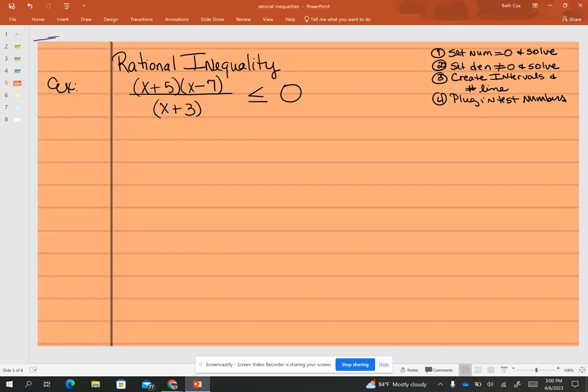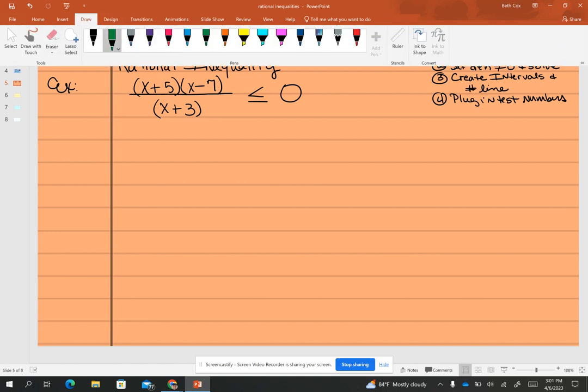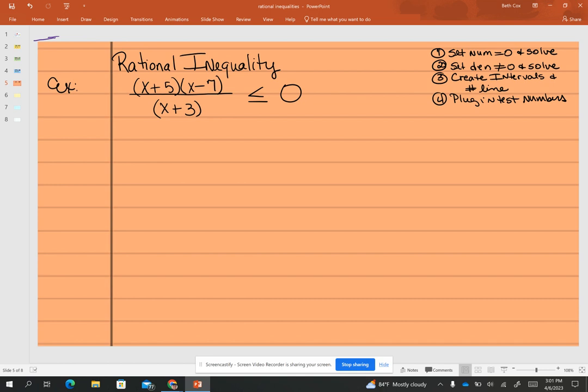This one, we have another rational inequality, and we're going to do the steps like we did before. We are going to set the numerator equal to 0 and solve, and then we're going to set the denominator not equal to 0 and solve. So here we go. For the numerator, just for the sake of saving some space, x plus 5 equals 0. That gives me x equals negative 5. x minus 7 equals 0. Add 7 to both sides, and I get x equals 7.